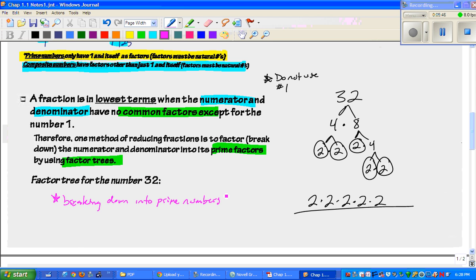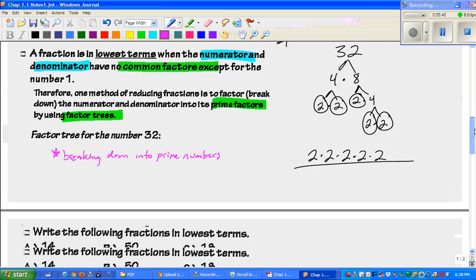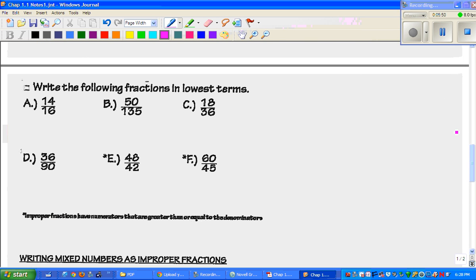All right, let's flip it over. Write the following numbers in lowest terms. Okay? So what we're going to do is we're going to break down 14 and 16. So what two numbers multiply to get to 14?